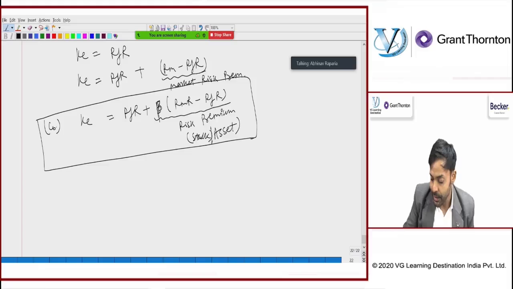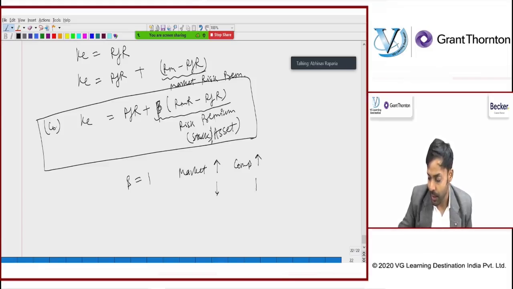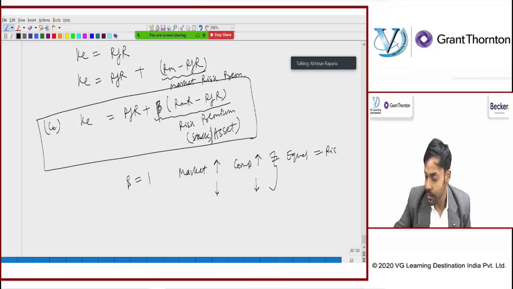So, for example, the beta is 1, right? What it means is the way that the market is moving, so for example, if the market is going up, the company's share will also move up. If it is going down, it is also going down. It is going equally, right? It is completely equal. So here the risk is equal to the market risk, because you're working in parity with the market.